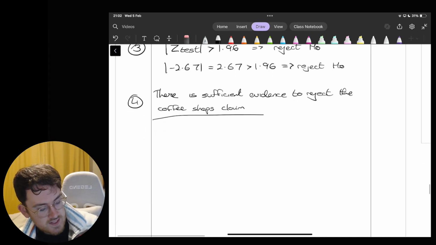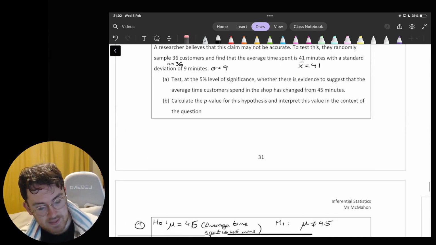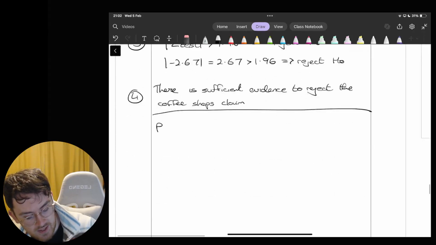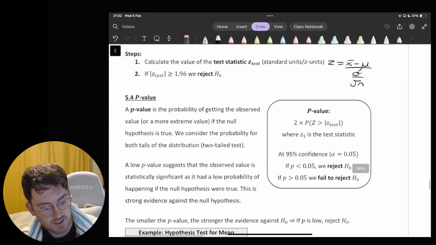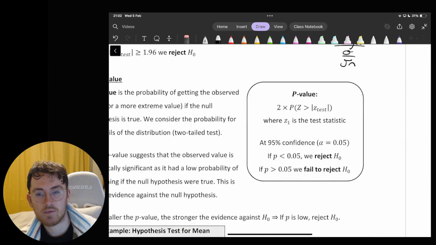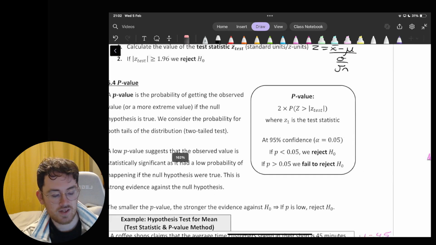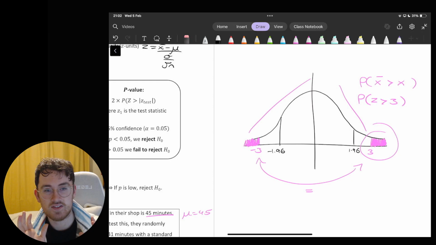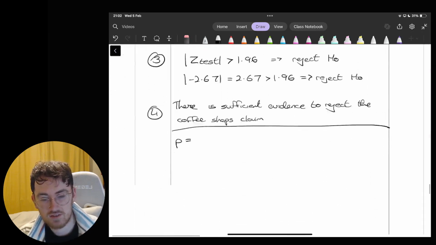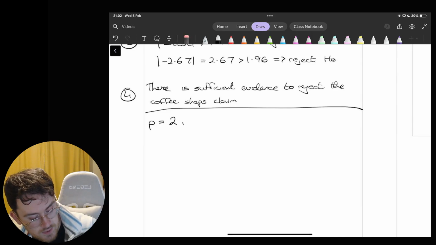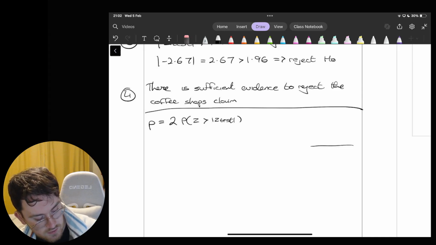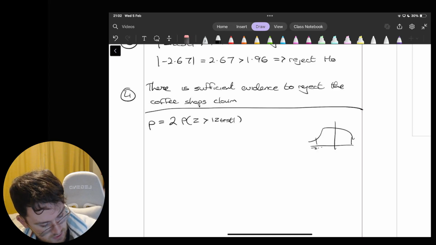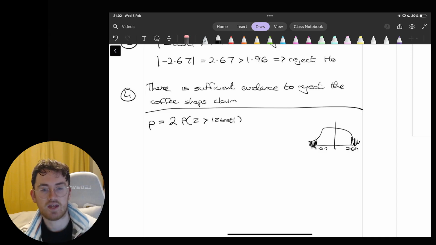So continuing on to the second part of the question, part B was to calculate the p-value and interpret that. So the p-value, and I kind of glossed over the calculation of that here, but it's 2 times the probability that Z is greater than the absolute value of the test statistic. The absolute value comes from the fact that we've already said those two areas are the same, and it's just easier to work with the positive version. So 2 times the probability that Z is greater than the absolute value of Z test. And if we want to do a little sketch to consider this, minus 2.67, plus 2.67 here, and we're looking in these sections.